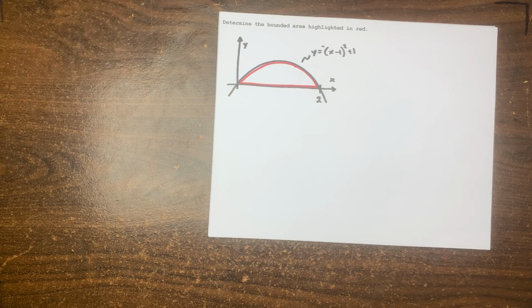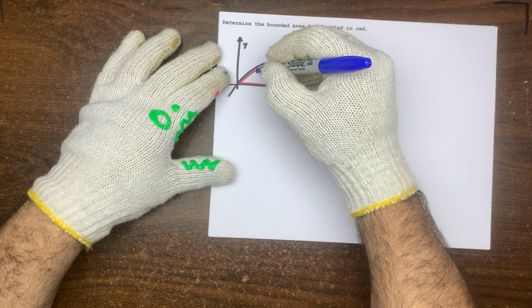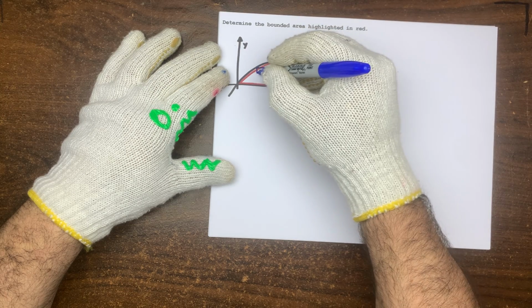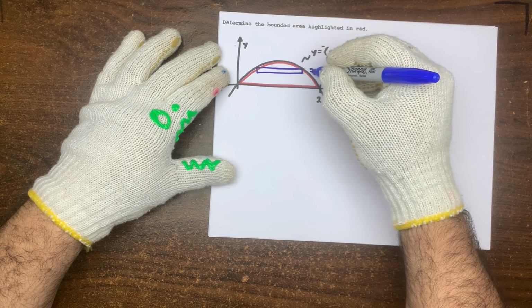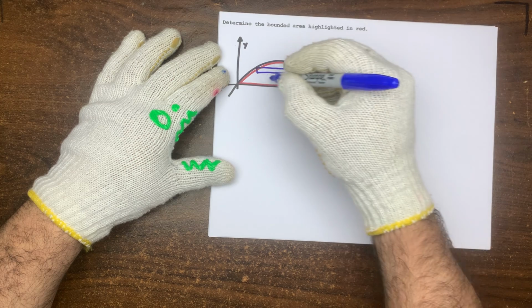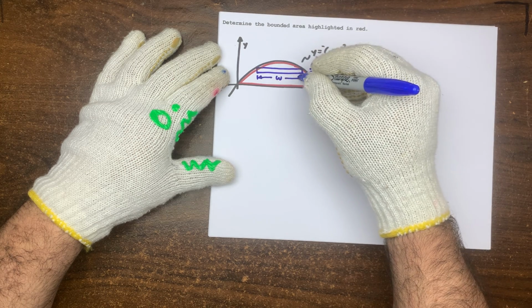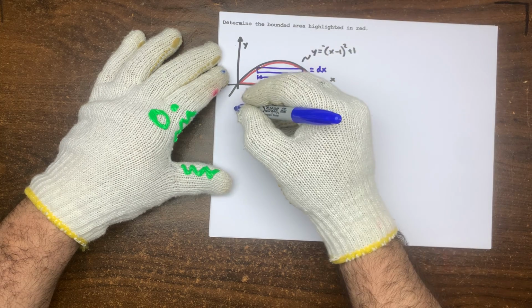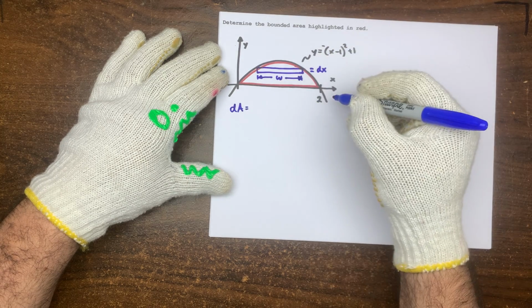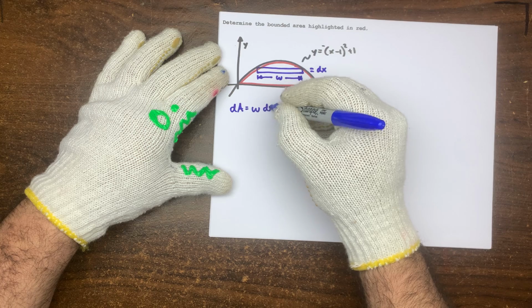Determine the bounded area highlighted in red. This time let's use rows here. So we're going to have rows here with a height of dx and a width of w. Okay, so our small area here, our dA, is equal to width times dx.